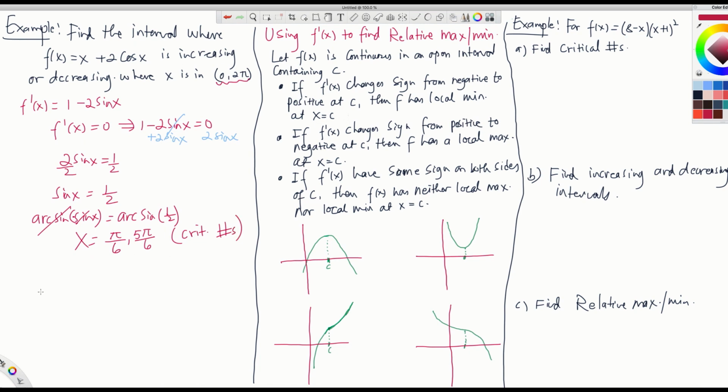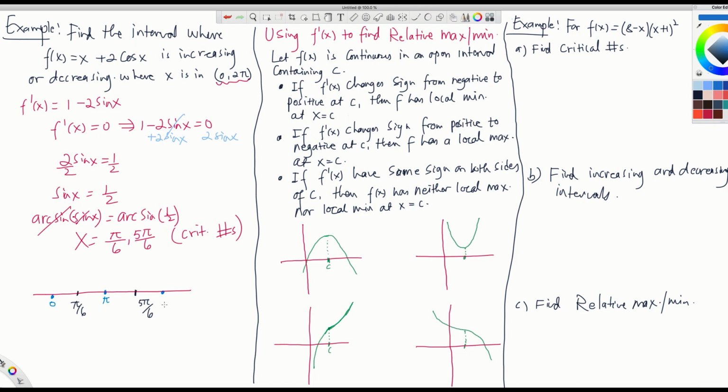Now you draw the number line and mark those critical numbers: somewhere there is pi over 6, and somewhere there is 5 pi over 6. Now what we do next is pick a test point and find the sign. Pick a test point here, another here, and another here. I want to pick 0 here. Between pi over 6 and 5 pi over 6, let's take the average.